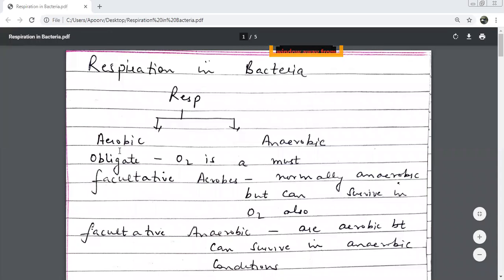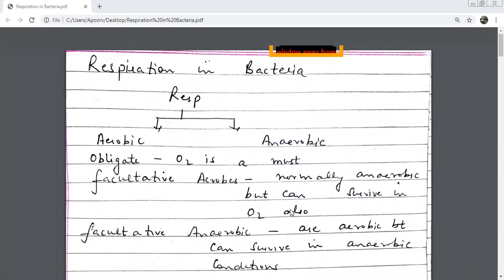If you know about these two words, respiration in bacteria is both aerobic and anaerobic. When I say obligate, then oxygen is a must. We have some facultative aerobes. Facultative aerobes means normally they are anaerobic, but if oxygen is present, then also they can survive. So we have two kinds of aerobes, obligate aerobes and facultative aerobes. Obligate aerobes means oxygen is a must. They will not be able to survive if there is no oxygen.